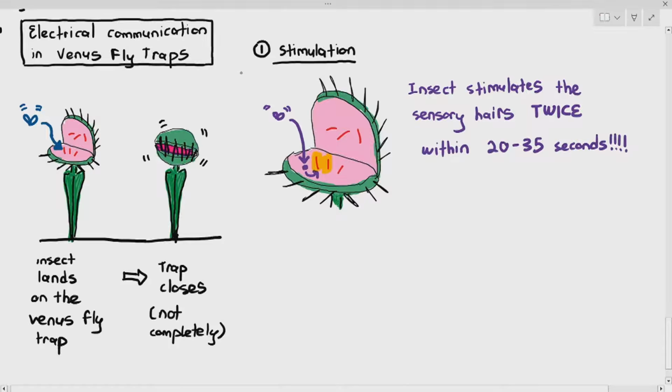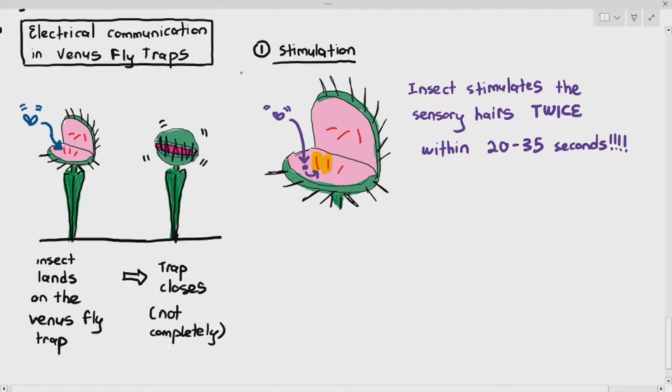Okay? Some students will ask me, does it need to stimulate 2 different hairs, or can it stimulate the same hair twice? Both are fine. The insect can either stimulate 2 different hairs within 20 to 35 seconds, or it can stimulate the same sensory hair twice within 20 to 35 seconds.